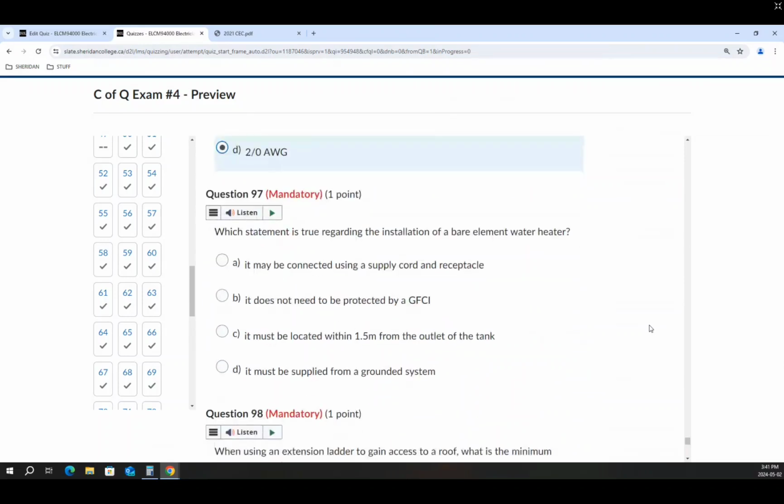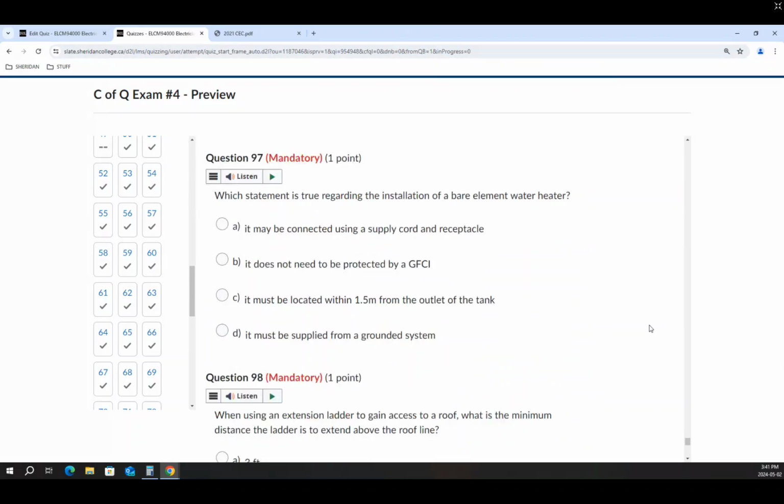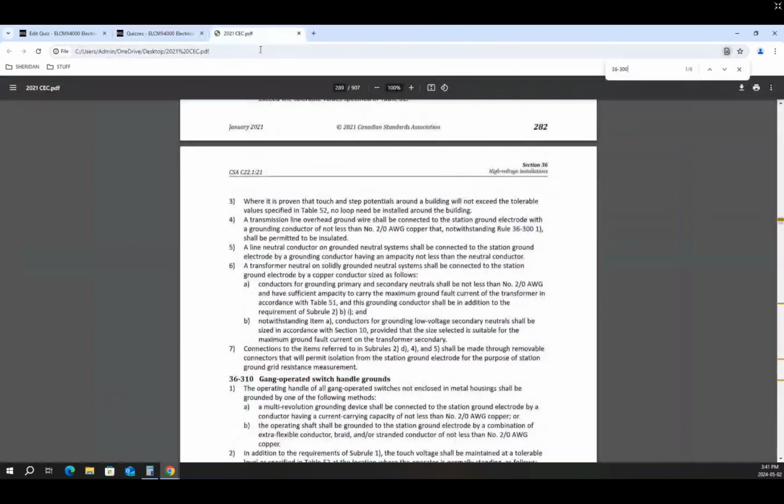97. Which statement is true regarding the installation of a bare element water heater? It may be connected using a supply cord. It does not need a GFCI. It must be located from there. It must be supplied from a grounded system. Two.